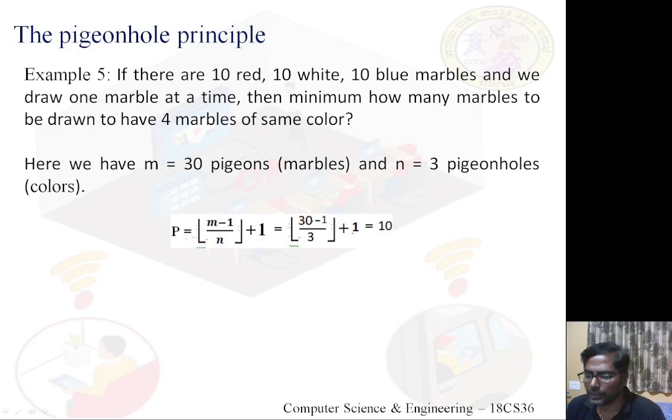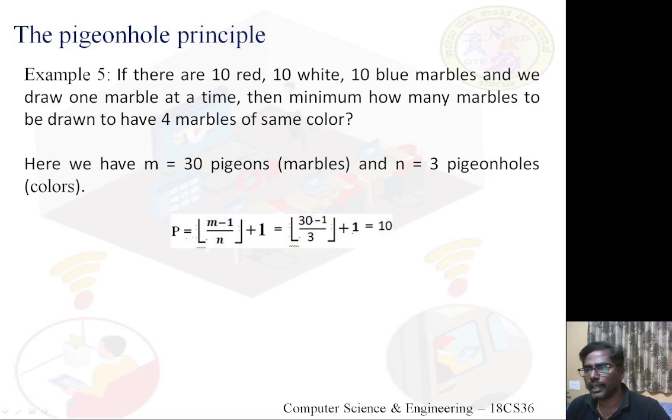So rather than using the formula, let me analyze in general. Say the first draw might lead to red, the second to white, the third to blue. Fourth, again red. Fifth, white. Sixth, blue. So till now, I have two marbles each of red, white, and blue.